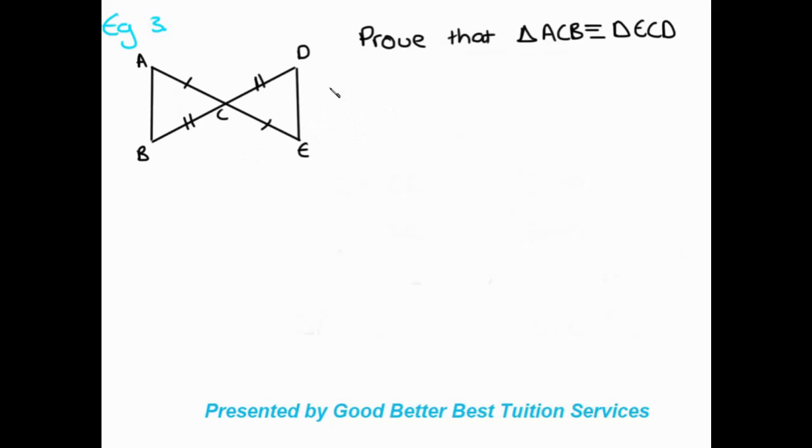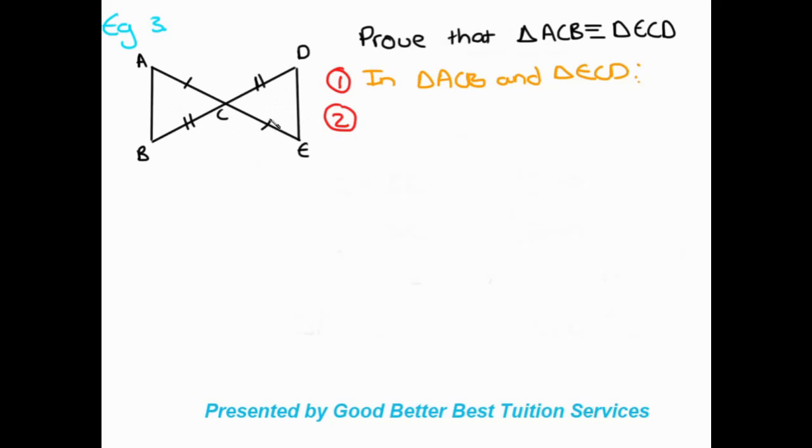So we're going to start off with our first step. And that is in triangle ACB and triangle ECD. So now we've stated which triangles we're working with, right? Moving on to the second step.